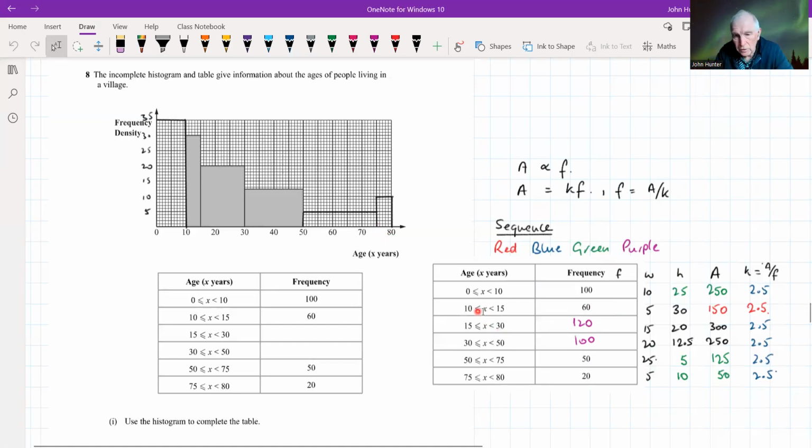So when we look at 10 to 15, it's got a width of 15, hasn't it? We can see that it's got a height of 30 in this chart. So therefore it's got an area of 150.